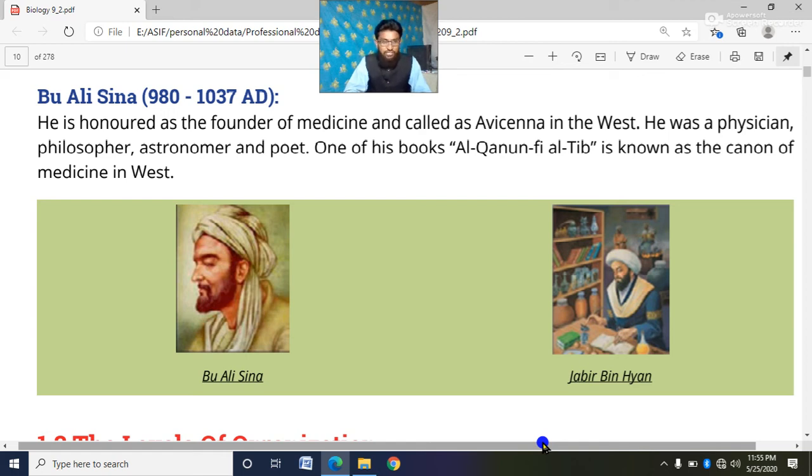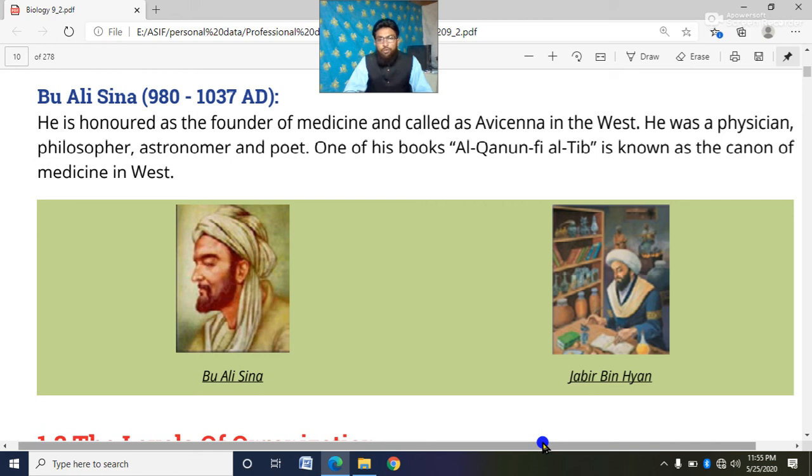He was a physician, a doctor, a philosopher, an astronomer, and a poet. He was also engaged with philosophy. He was an astronomer, which means he studied the stars. He had knowledge of the stars, and he was also a poet.